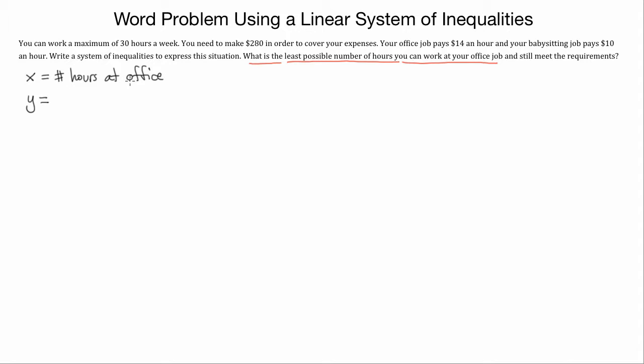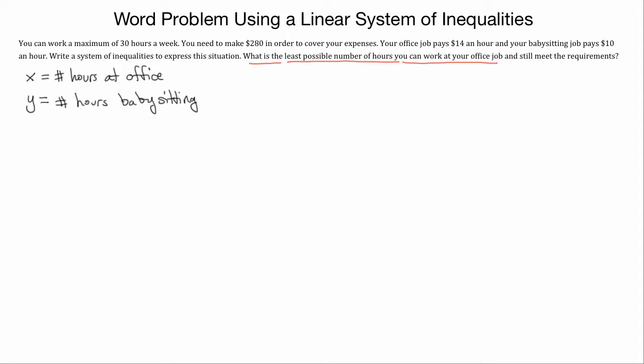If X is the number of hours at the office, the other thing that varies is the number of hours that I spend babysitting. So I'm going to define my Y value as the number of hours babysitting. Those are the two variables that affect how much I work. I can increase or decrease the number of hours I work at either place, and they're the variables that affect how much I get paid in a week, depending on how more or less I work or which type of job I work. So there's my variables.